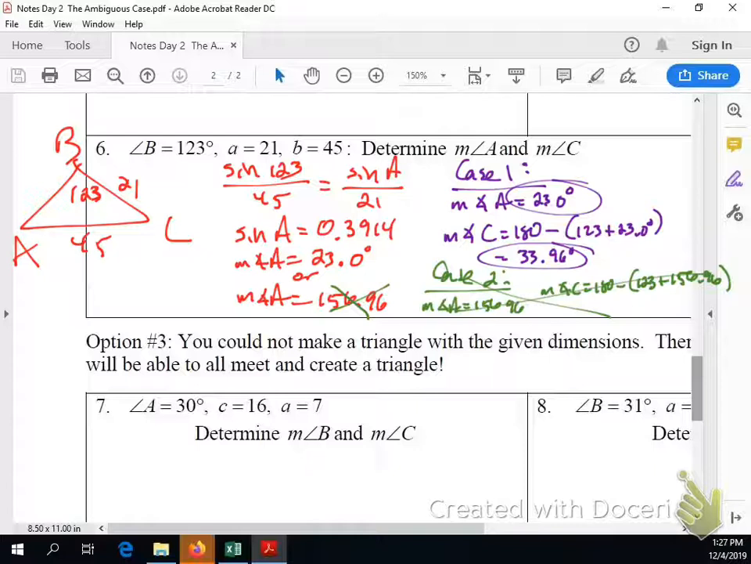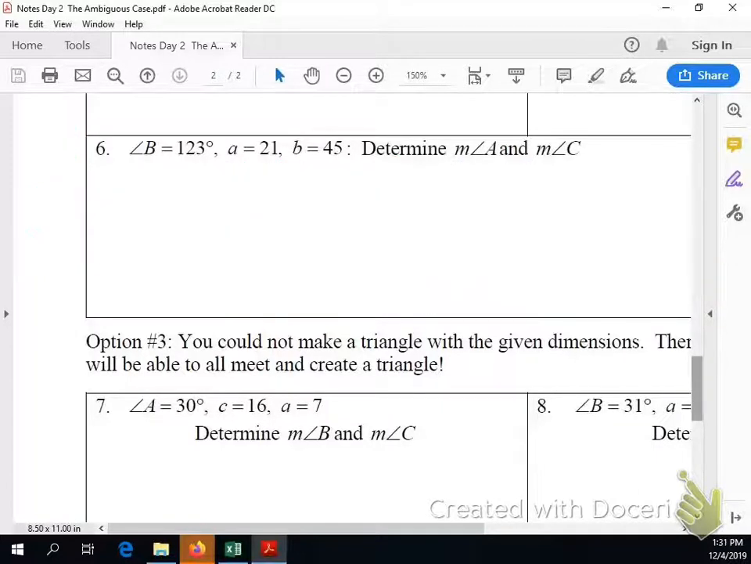All right, so there you go. Again, one of these is going to give you a negative angle measure, so we can't use it. So it turns out the measure of angle A has to be 23 degrees, and the measure of angle C has to be 33.96. Okay, if you weren't able to get to those two values, again, find some time to come in. We'll sit down and go through it.